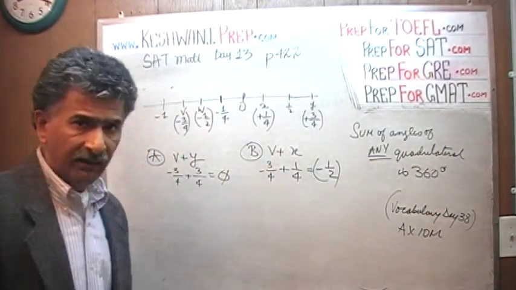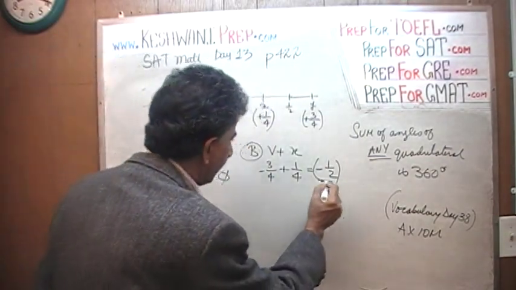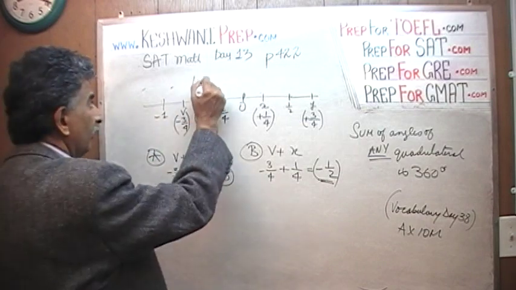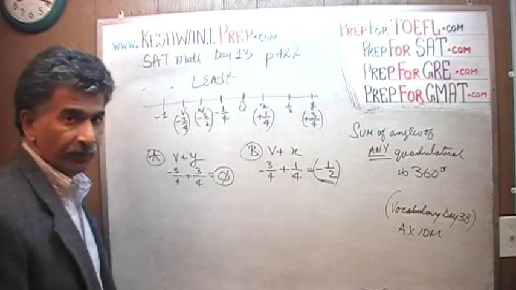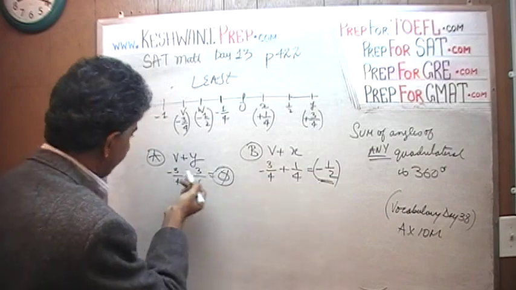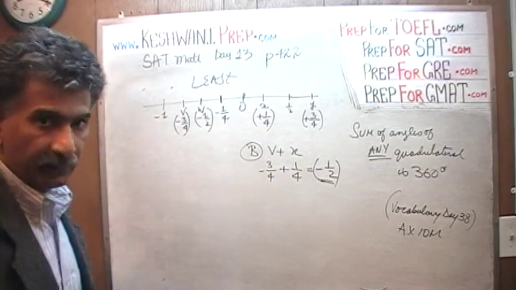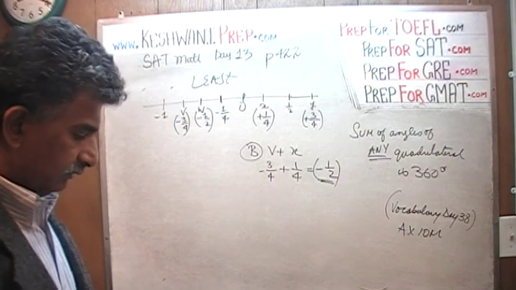Now -1/2 is already smaller than 0. The question is, which of the following is the least? We're looking for the least. Since we're looking for the least, and this one is already lower than that one, A is no longer a contender. He's out of the ring. He's no longer in the contest.